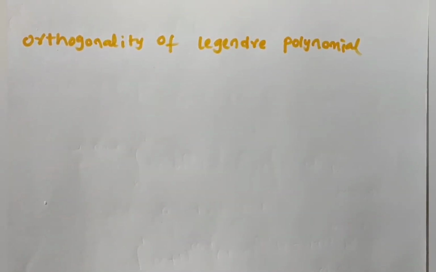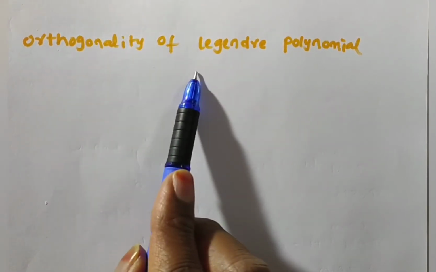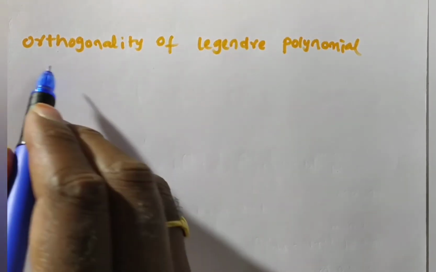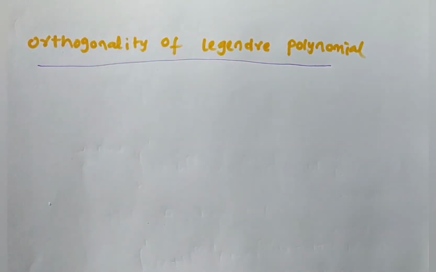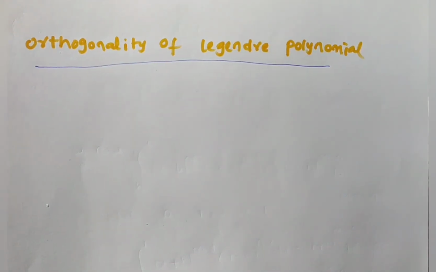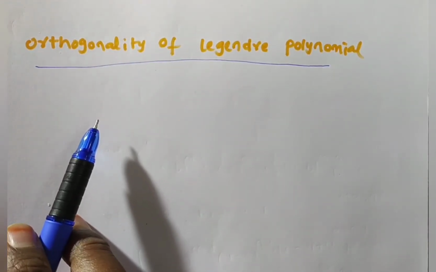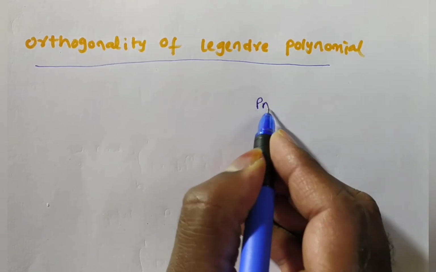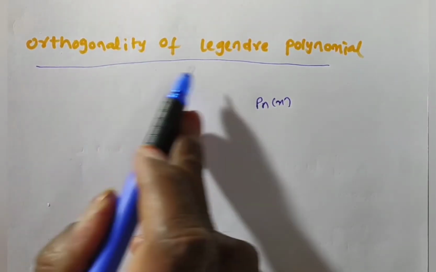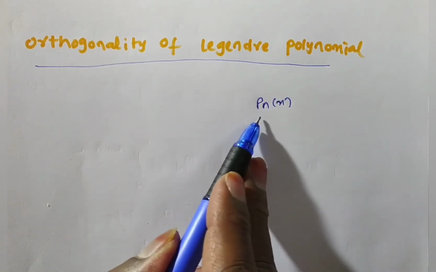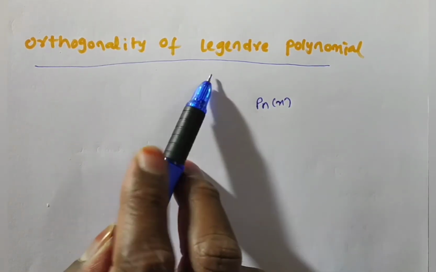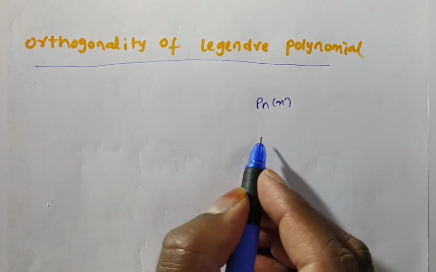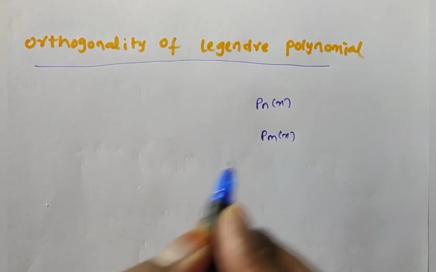Friends, now we are discussing orthogonality of Legendre polynomials. Previously we have discussed that the Legendre polynomials are derived from the Rodrigues formula. We are denoting them with Pn of x. Pn of x is nothing but a Legendre polynomial. So orthogonality requires two Legendre polynomials. Consider Pn of x is one Legendre polynomial and Pm of x is another Legendre polynomial.